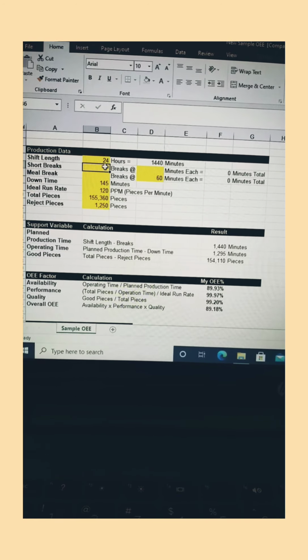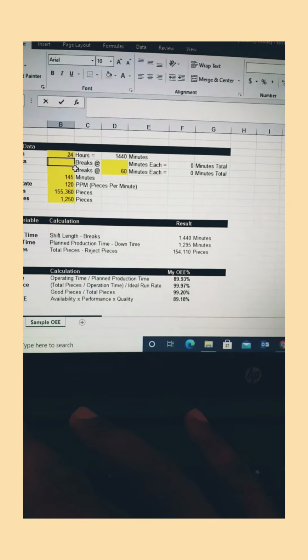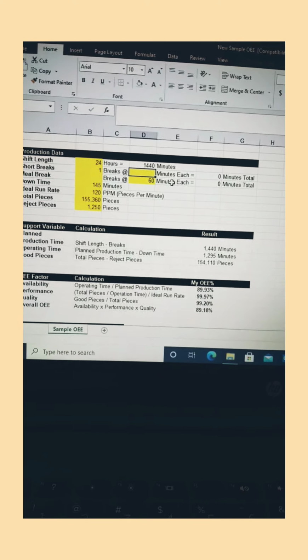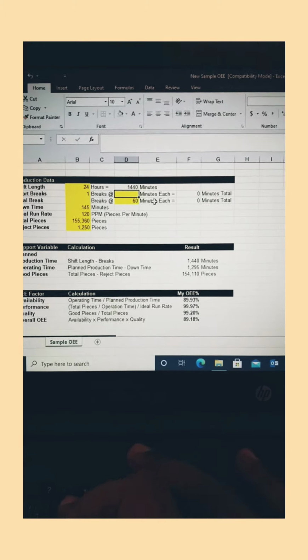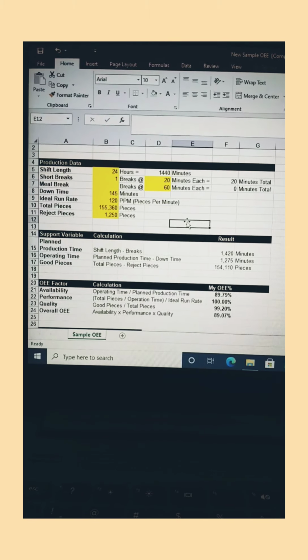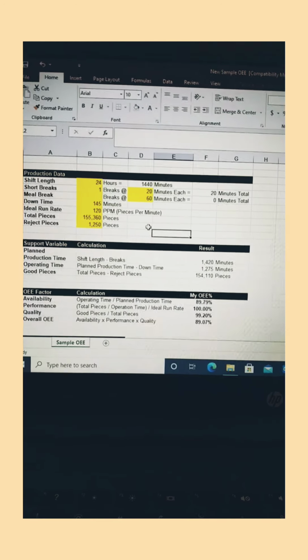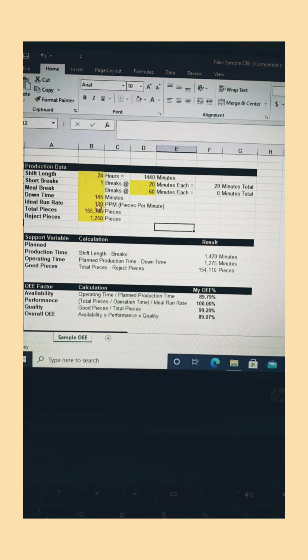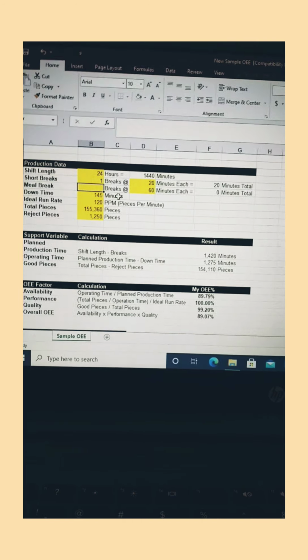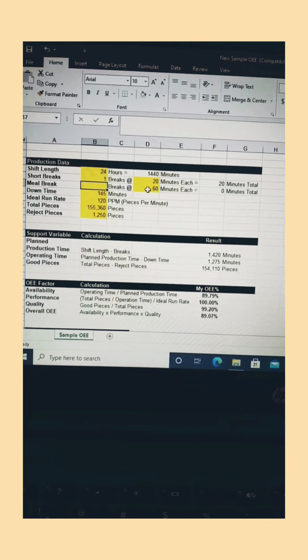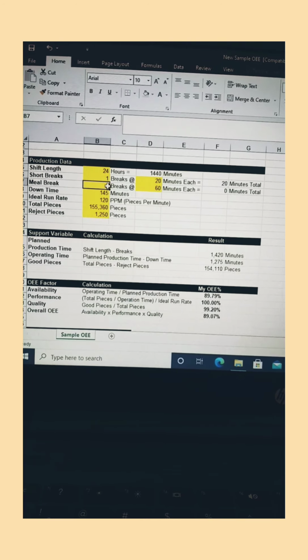If there is, let's say, one short break, you have to incorporate the time of that short break as well. Let's say it's 20 minutes. So my system has a 20-minute short break in 24 hours. If you have any meal break, you can incorporate it there. Let's say I don't have any meal break, then no need.